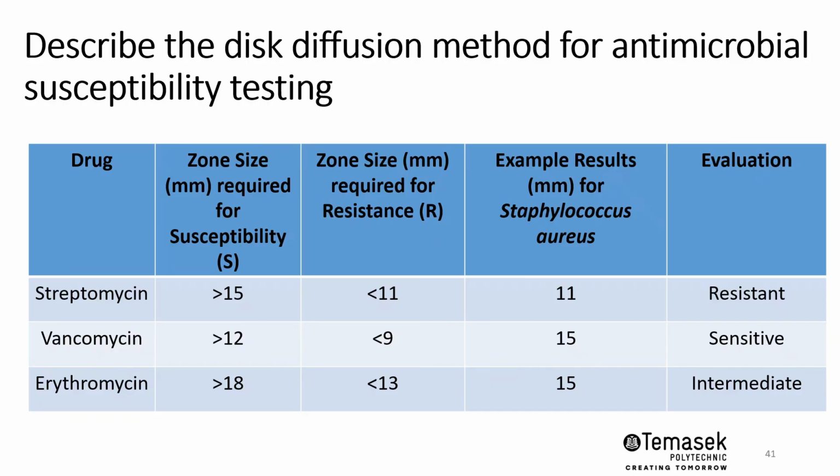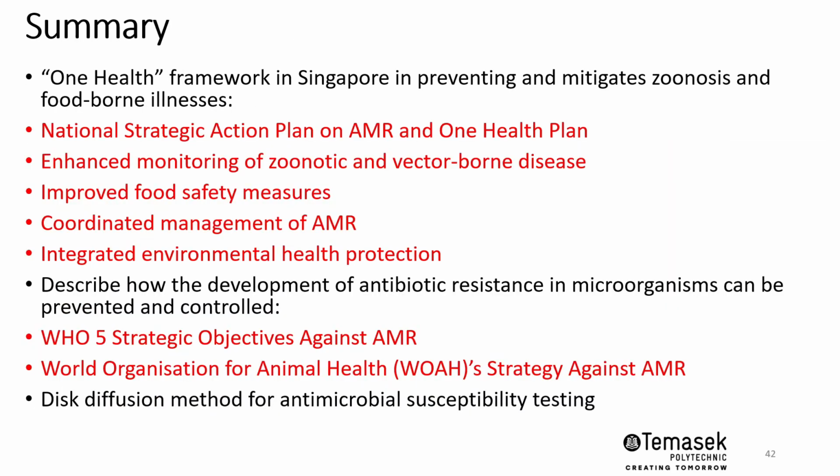So in summary, we have gone through the One Health framework in Singapore and looked at how it helps in preventing and mitigating zoonosis and foodborne illnesses. There is a national strategic action plan on antimicrobial resistance, as well as the One Health plan. These plans outline some of the measures that include enhanced monitoring of zoonotic and vector-borne diseases, improving food safety measures, coordinated efforts, as well as an integrated approach to environmental health protection.